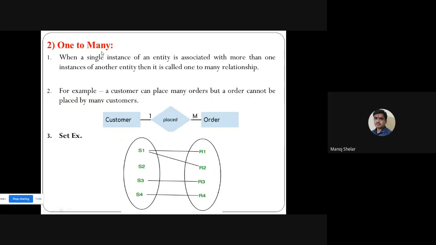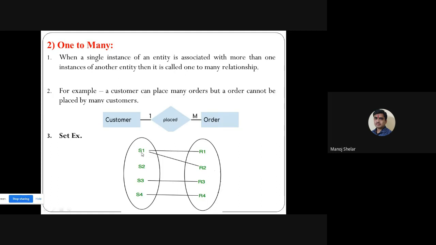One to many relationship. Here is a simple example. Customer is one entity, and order is another entity. So one customer can place many orders. One customer provides many orders. This is a one-to-many relationship. Here you write one and many. Suppose in the GATE exam there is any ER diagram or any type of question, you can easily understand the relationship. This is a one-to-many relationship.